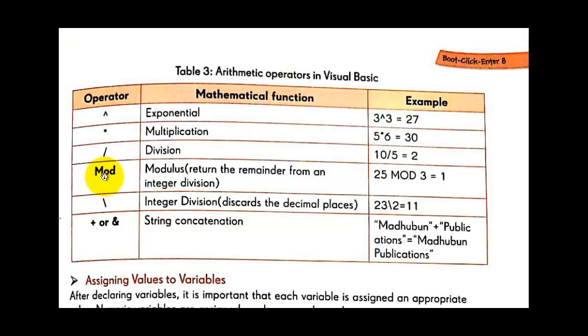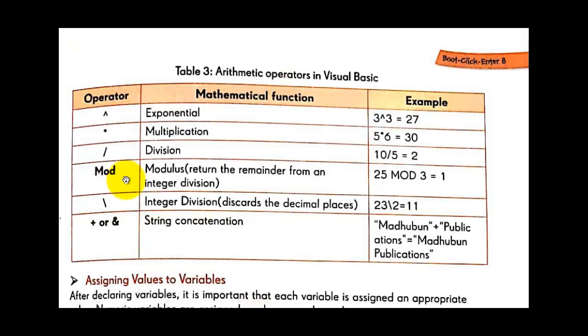Now, what about this MOD? Mod is modulus. It returns the remainder from an integer division. The result for mod will not be the quotient. For the division symbol, the forward slash, the answer will be the quotient. But if you use mod instead of the division sign, now listen carefully, the answer will be the remainder, not the quotient.